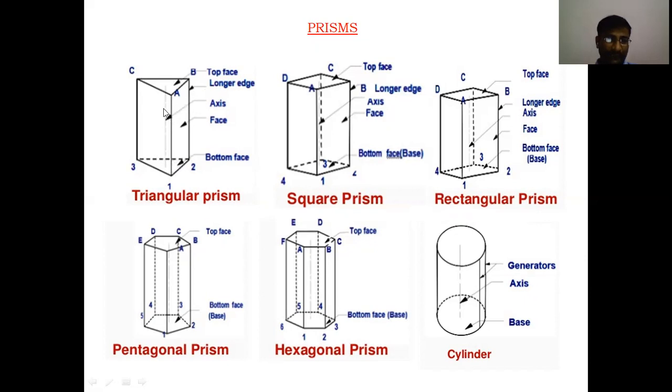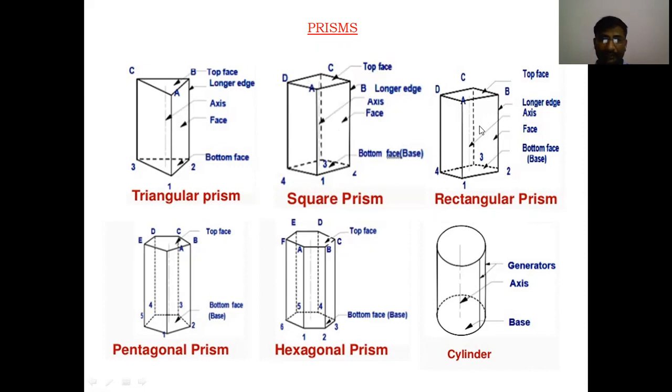These are the faces. This thin line is called the axis. This is the bottom face. This is the top face. Top face and bottom face are called bases. And this is the longer edge. These are the base edges. This is a square prism having the bottom face or base, top face, four longer edges, one axis, and four straight faces.